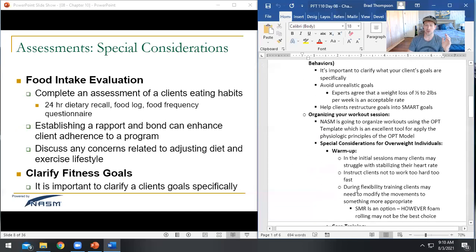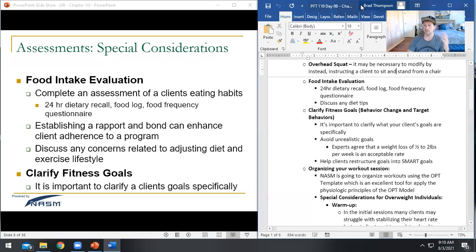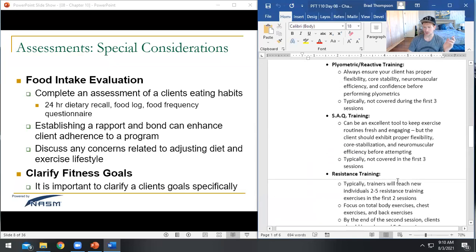That's just the overhead squat. That's a special consideration there. Probably wouldn't do the push-up assessment. Probably wouldn't do a sit-up assessment. But then we're also going to take our clients, and they don't mention it here in this chapter, which kind of drives me a little crazy.